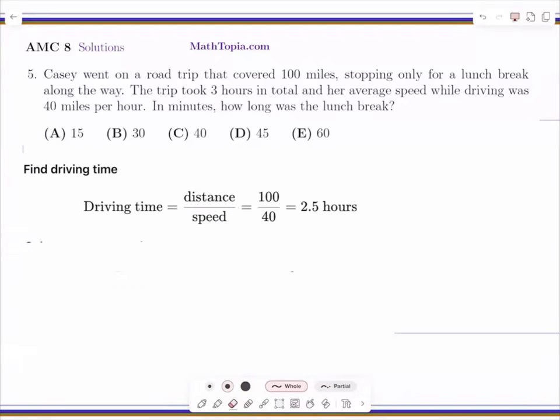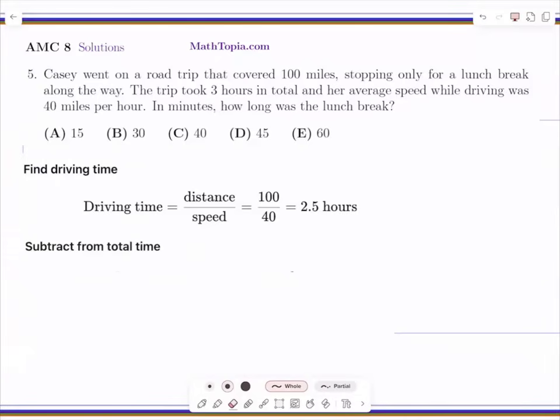This is speed, right? Yes. Driving. And then the driving time is distance over speed, right? Yes. That is the normal one. The normal one is what? 2.5, right? Yeah, 2.5 hours, if he didn't stop, right?